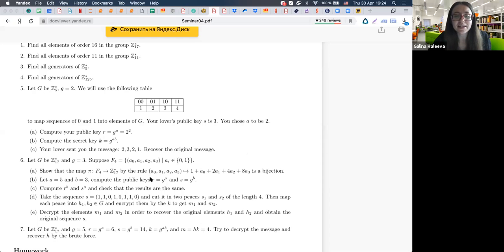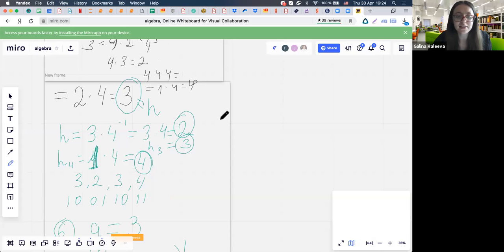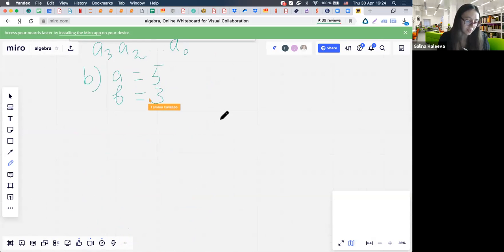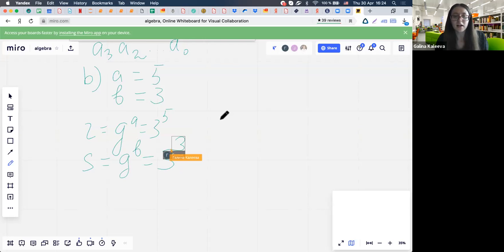We need to compute public keys R and S, as usual, but in our new group. So, what is G? G is 3. R is G to the 5th power, which is 3 to the 5th power, and S is G to the bth power, which is 3 to the 3rd power.